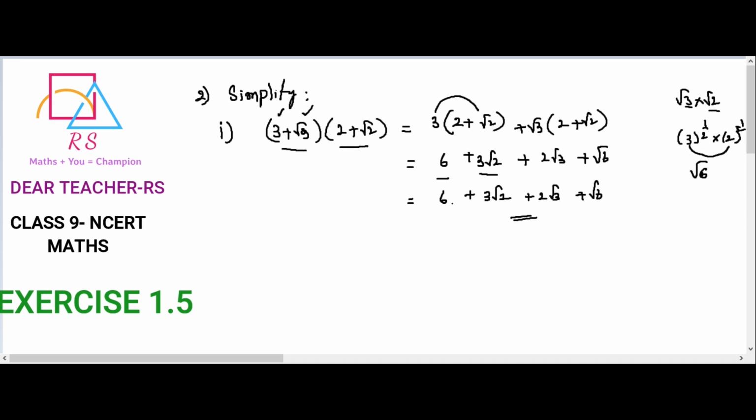Some people will add 6 plus 3, 9 root 2, 9 plus 2, 11 root 2, 11 root 5, like that. That is wrong. These are unlike numbers. You cannot add these things. So finally, this is the simplest answer. Simplifying is over: to simplify, you have to open the bracket.